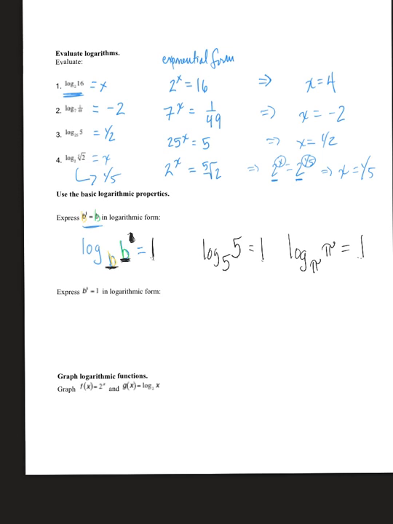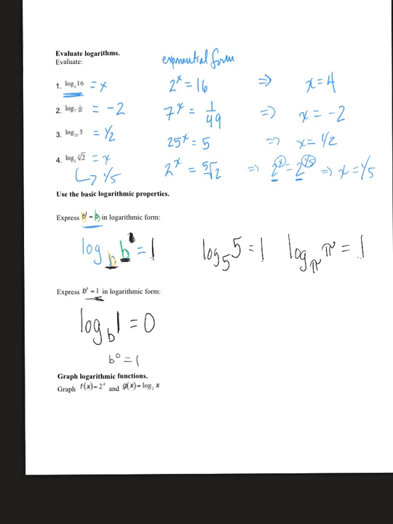Similarly, if I have b to the 0 power equals 1 in exponential form, I can rewrite that in logarithmic form as log base... What is the base of the left-hand side? b. What is the argument? 1, the right-hand side here. And what is that going to equal? 0. So this is telling you that b to the 0 power equals 1.